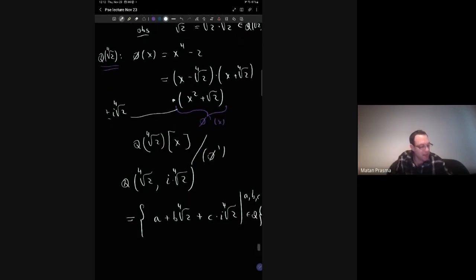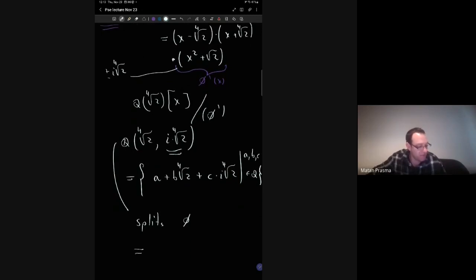Okay, and this is a splitting field. This splits the polynomial phi completely, right? Once I have I fourth root of 2, I have also minus I fourth root of 2, and I have exactly 4 roots of the polynomial phi.